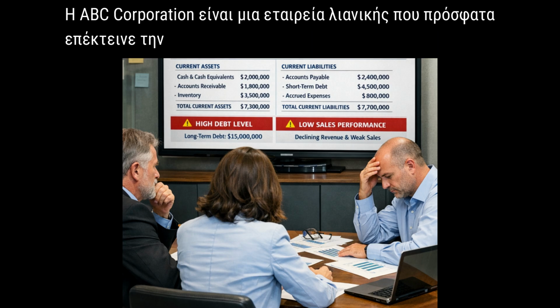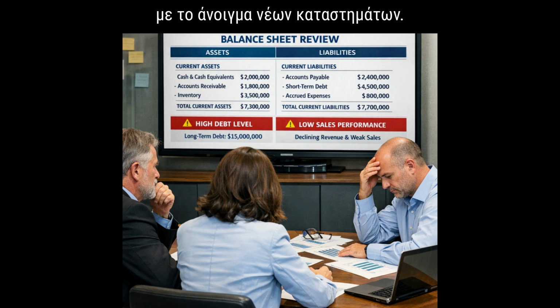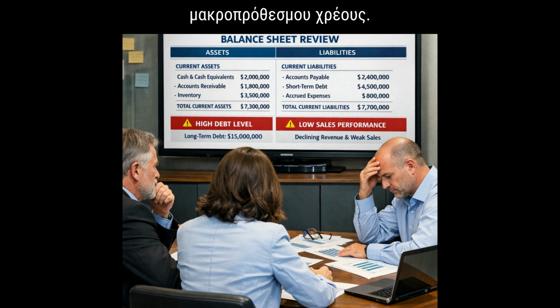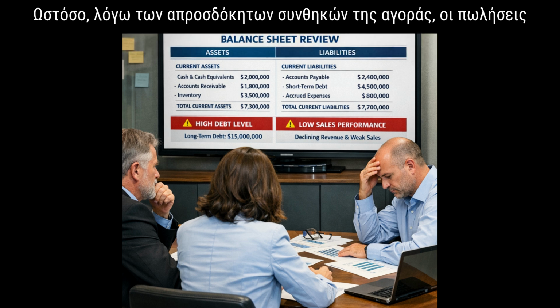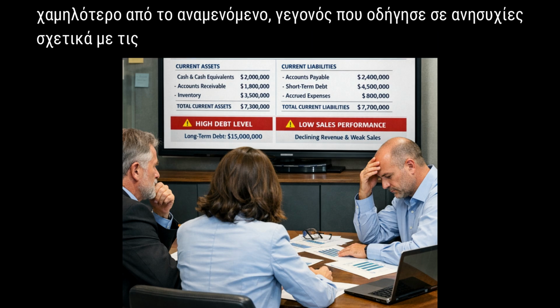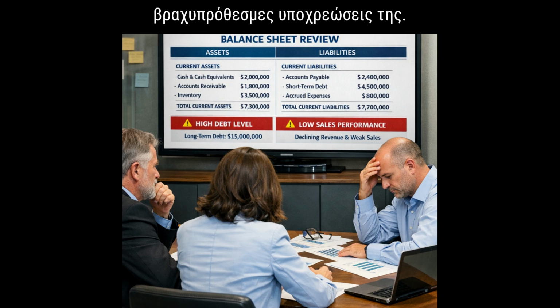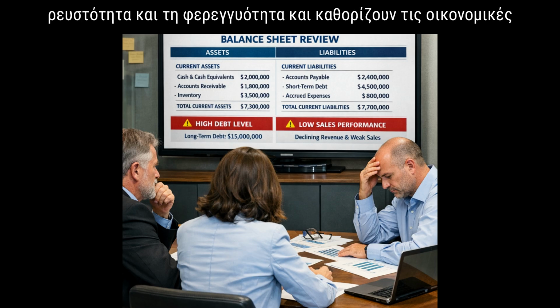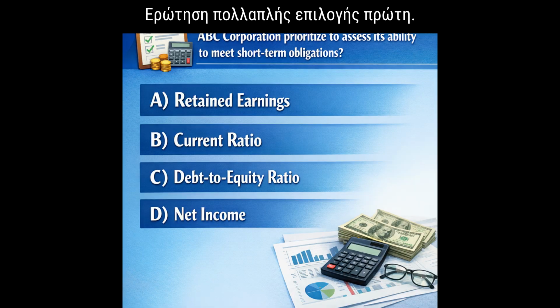ABC Corporation is a retail company that recently expanded its operations by opening new stores. To finance this expansion, the company took on a significant amount of long-term debt. However, due to unexpected market conditions, sales have been lower than anticipated, leading to concerns about the company's ability to meet its short-term obligations. The management team is reviewing the balance sheet to assess liquidity and solvency and determine the company's financial health. Multiple choice question 1.